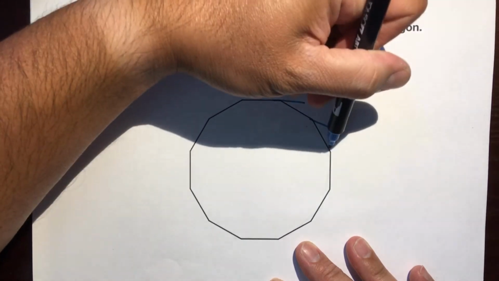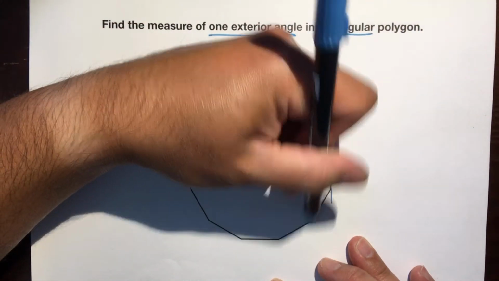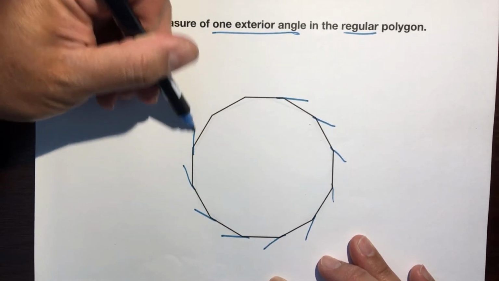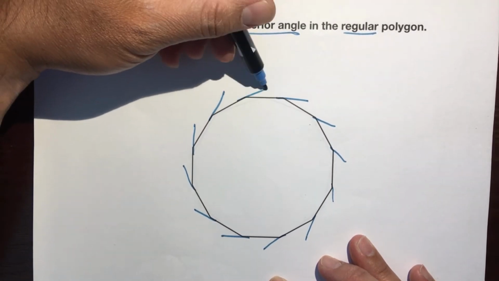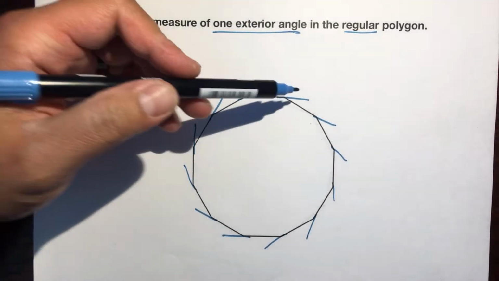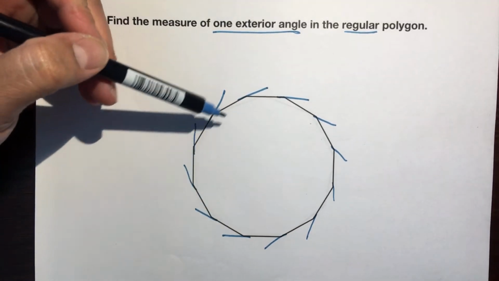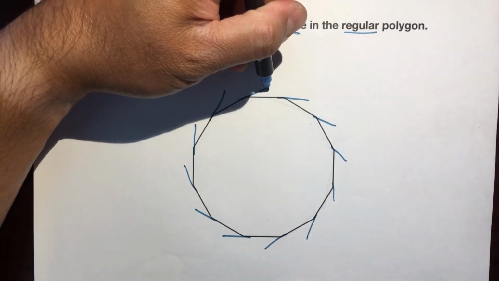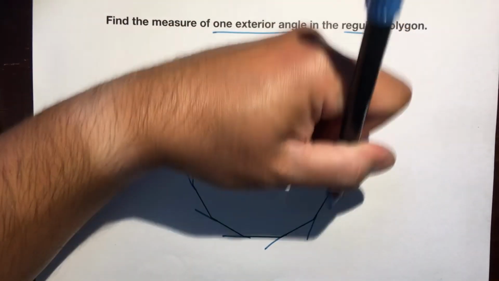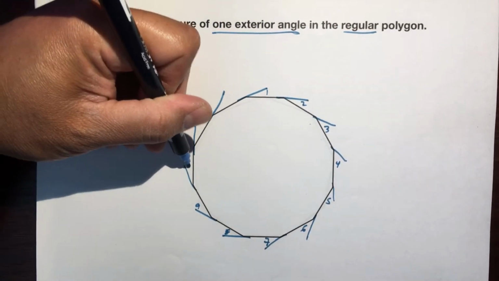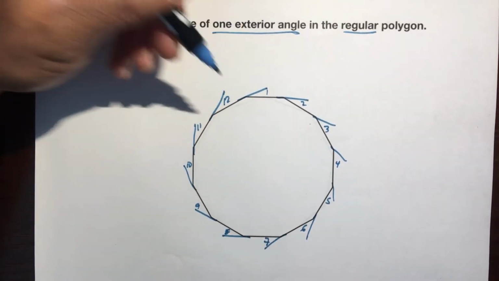So there's 1, 2, 3, 4, 5, 6, 7, 8, 9, 10, 11, 12. So there are 12 exterior angles. That means there's 12 interior angles, and there's 12 sides. So this is a dodecagon. Just to make sure, 1, 2, 3, 4, 5, 6, 7, 8, 9, 10, 11, and 12.